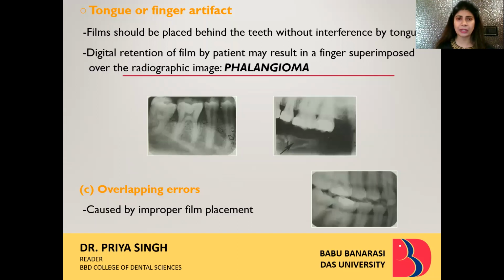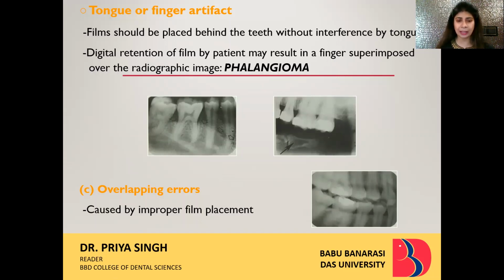Next is the tongue or finger artifact. At times, while holding the film, as I have just conveyed, film holders are the ones which are utilized. But at times, if it impinges on the soft tissue of the patient, we make the patient hold it with a finger. But if the finger comes in between the X-ray source and the image receptor, then it causes an impression of the finger, which is also called phalangioma. Identification of this is very important, otherwise it leads to the impression of a pathology at that particular site.